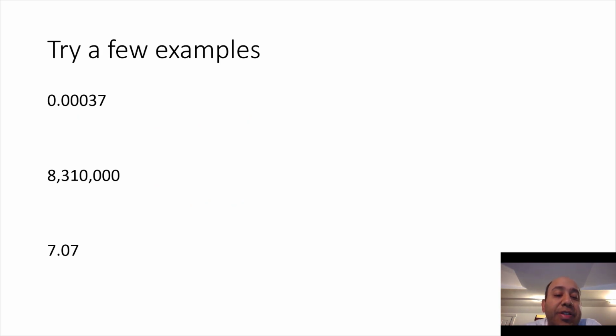Okay, the first one is 0.0037. So you put the dot between 3 and 7, and then you have to move it backwards 4 times. 1, 2, 3, 4 times. Negative 4. And that's how you do the first example here. Go ahead and try the second one.